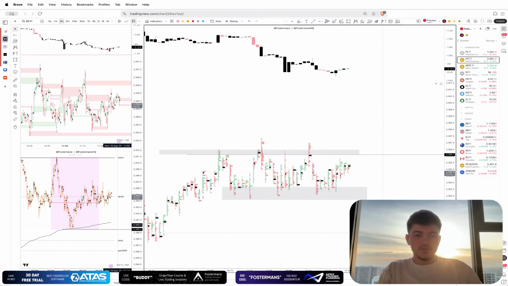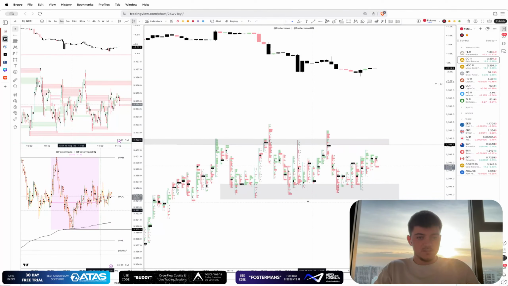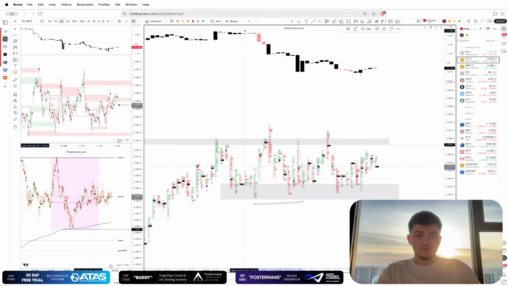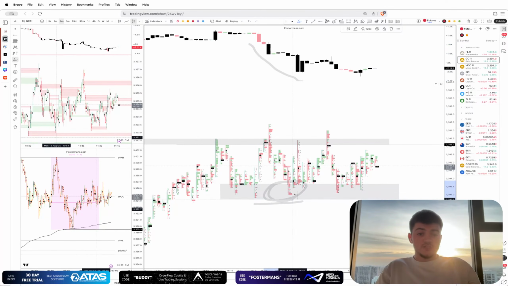Some of these trades are a lot easier to take than others. Just around here, this long would have been super easy to take, simply because of the absorption. From this low to this low, we're breaking down crazy. So this is why I would have taken this long. Just this long alone I would have taken.